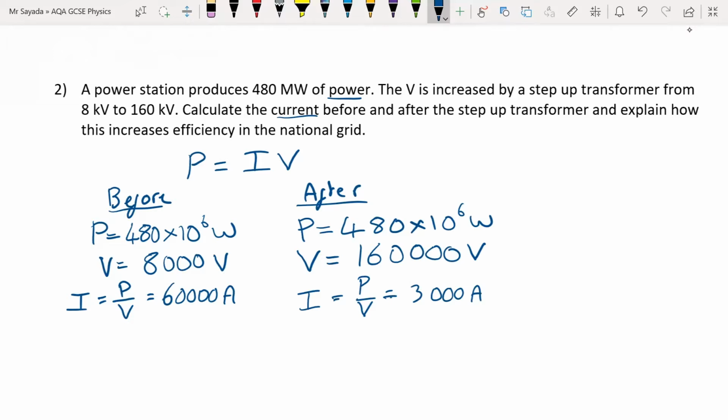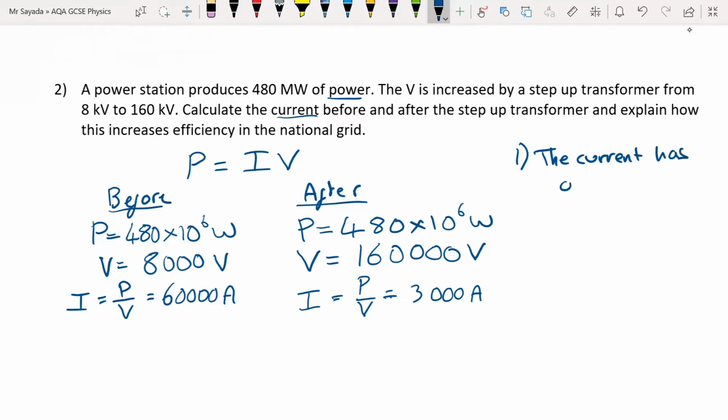So we're also asked to explain how this increases efficiency in the national grid. So if you've not yet done that, please pause the video to do that. Please write a written explanation of that and then press play once you're ready. So there's multiple steps to explain how this increases efficiency in the national grid. So you should say that decreasing current, so you need to mention that the current has decreased. So let's number this. So let's do 1. The current has decreased.